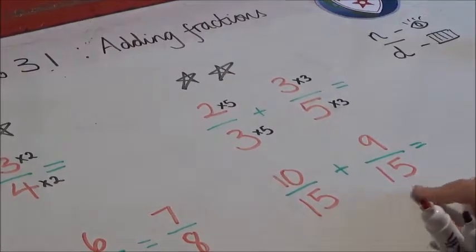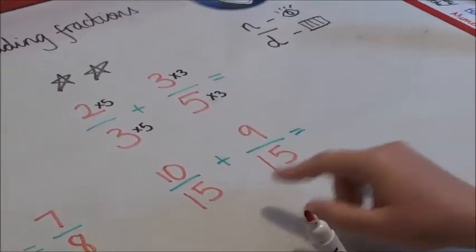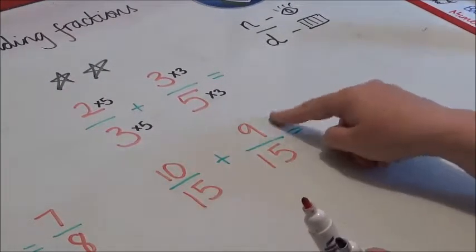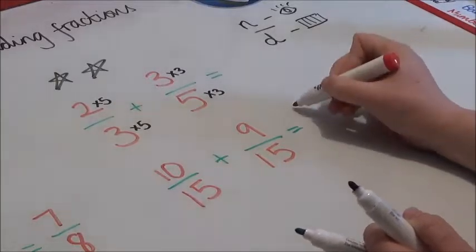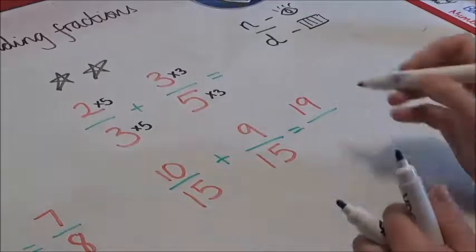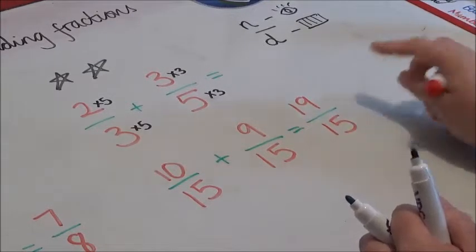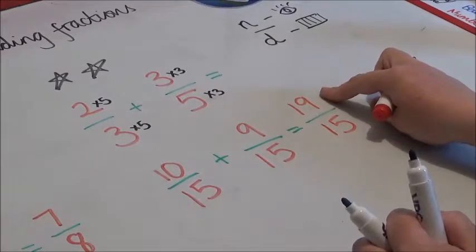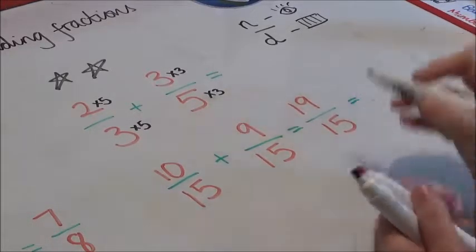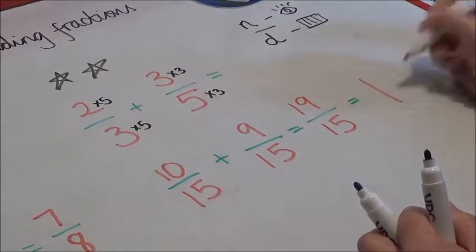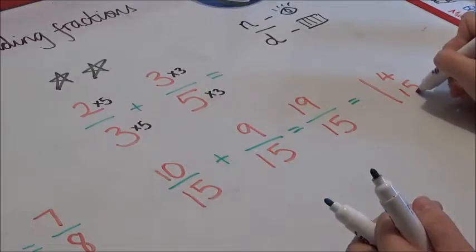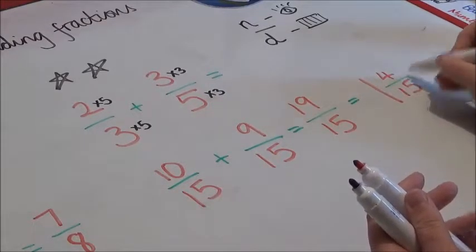So now I can add my fractions together because they share a denominator. I've got 10 15ths, add 9 15ths, which is the same as 19 15ths, which again is an improper fraction. The numerator is bigger than the denominator. So 15 15ths would be 1 whole, and then we have 4 15ths remaining.